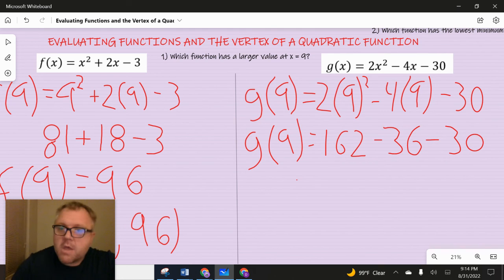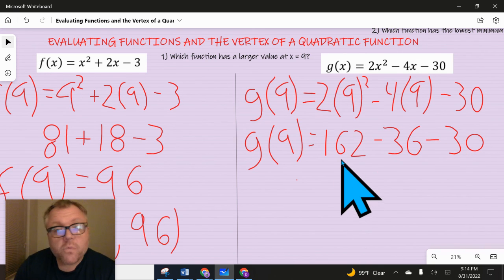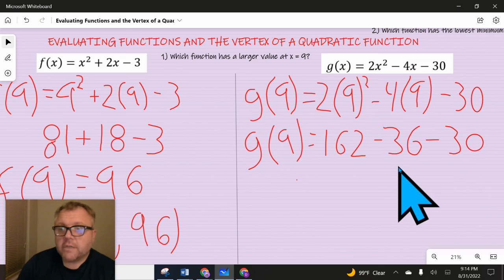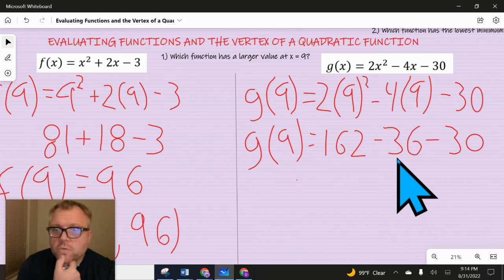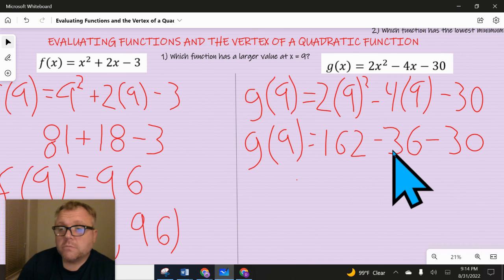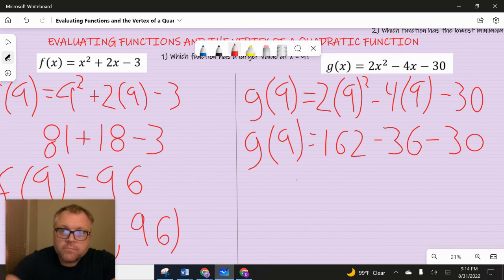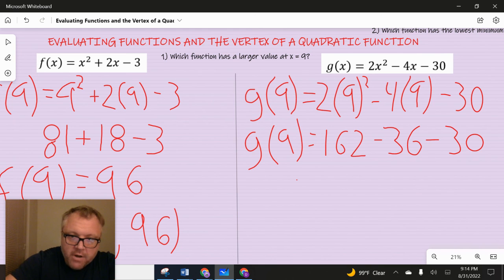Putting these terms together, 162 minus 36 brings us to 126, and we'll go ahead and take away 30 to get to 96. Okay, so g of 9 also equals 96.